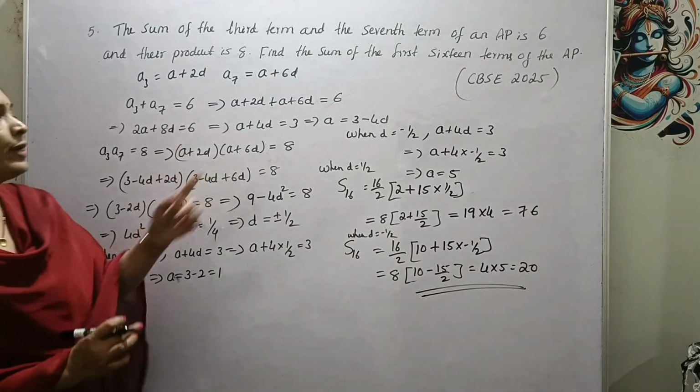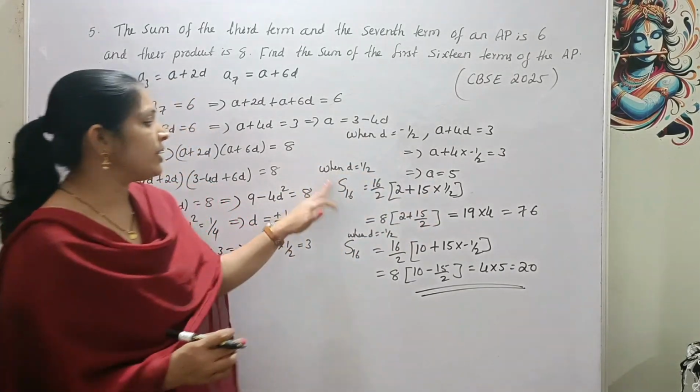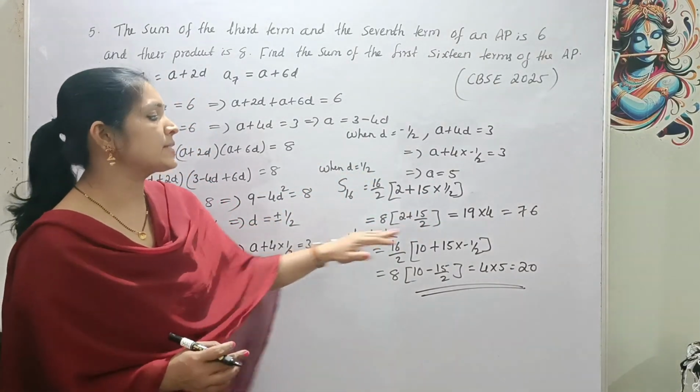When D is equal to 1 by 2, the sum is 76. When D is equal to minus 1 by 2, the sum is 20.